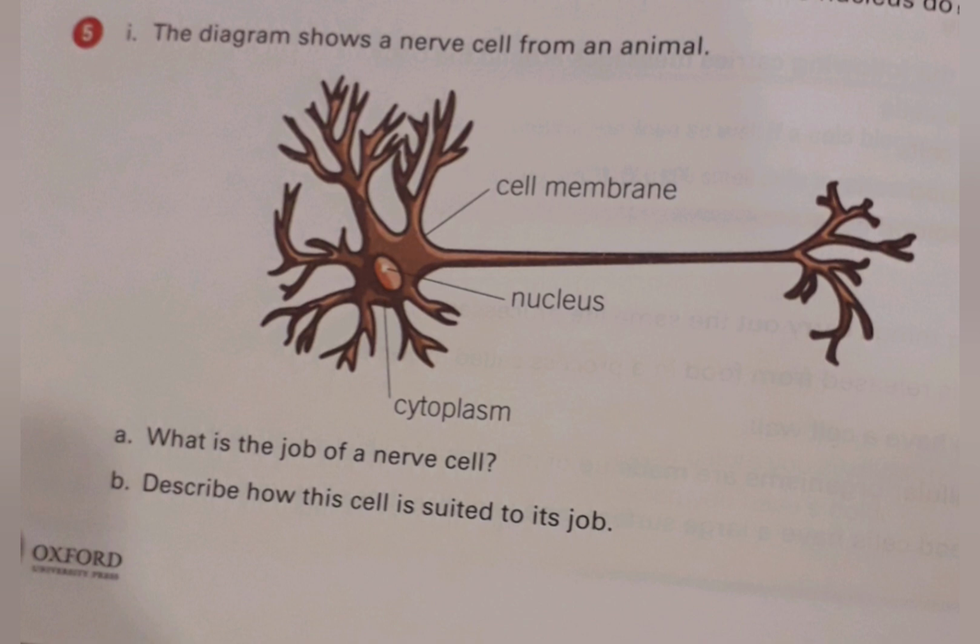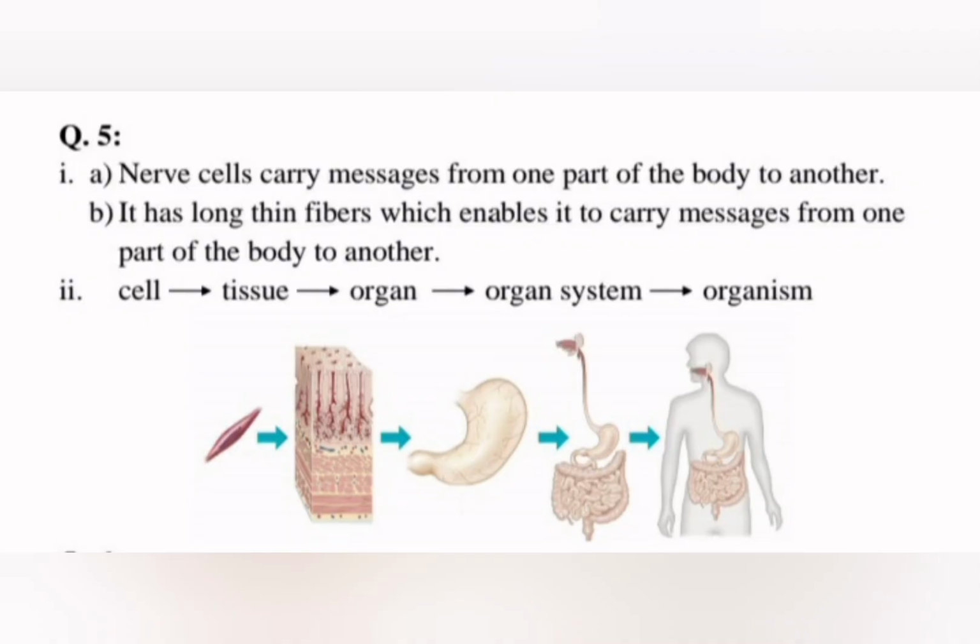animal. Students, here you can see a nerve cell and here you can see the different parts of the nerve cell. The A part question is: what is the job of a nerve cell? Students, we know that nerve cells carry the message from one part of the body to another part of the body and send these messages to the brain, and the brain interprets these messages and performs a specific function. So the answer of the question is: nerve cells carry messages from one part of the body to another.